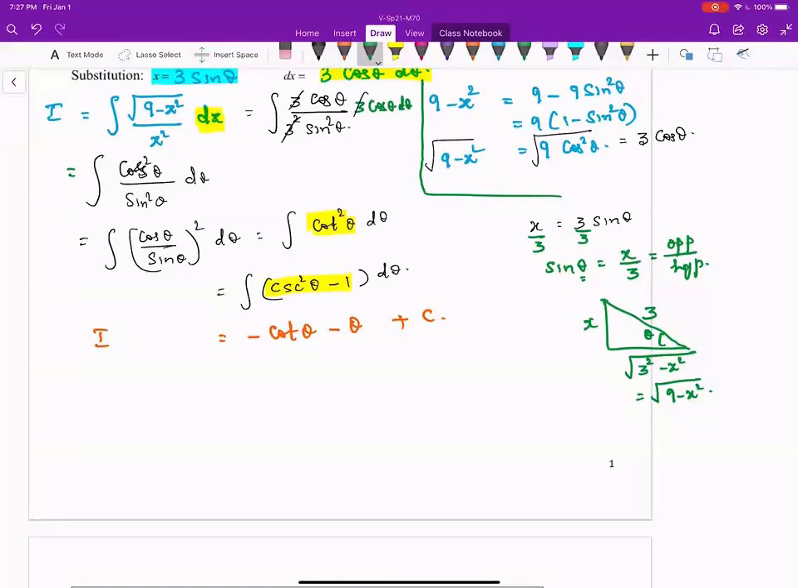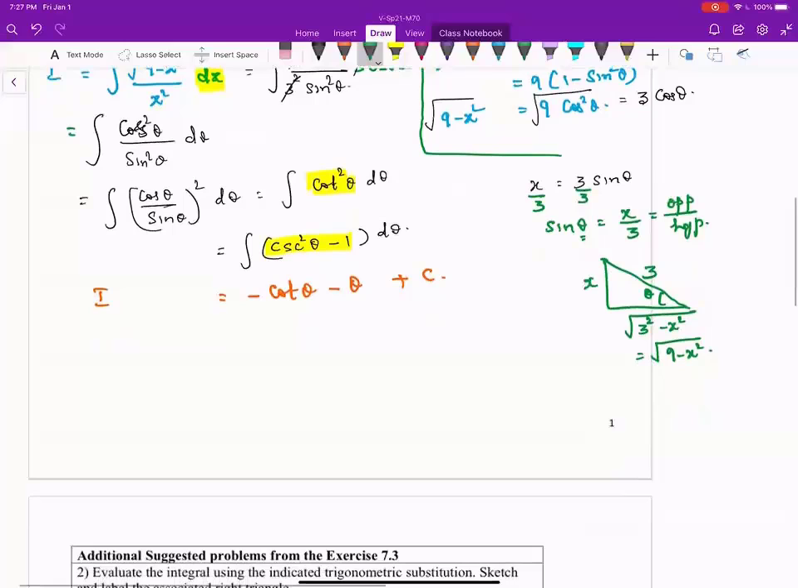Now, from this, we have to determine what cotangent is. Cotangent is the reciprocal of tan. Tan is opposite over adjacent. Cotangent is adjacent over opposite.